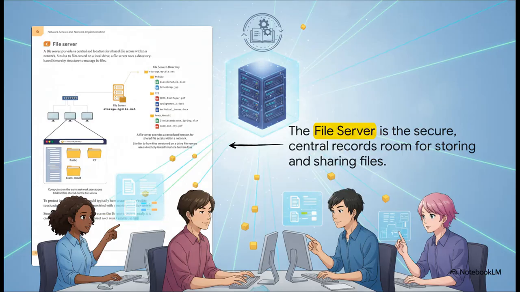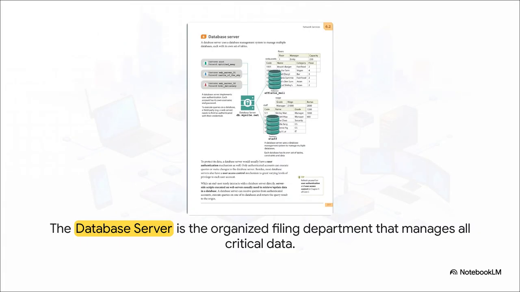Now, if we head deeper inside the building, we find the file server. This is the secure, centralized records room. For a business, this is the shared network drive where teams can all work on the same documents and projects. It's so important because it provides a single source of truth, making sure everyone is working from the latest version of a file.